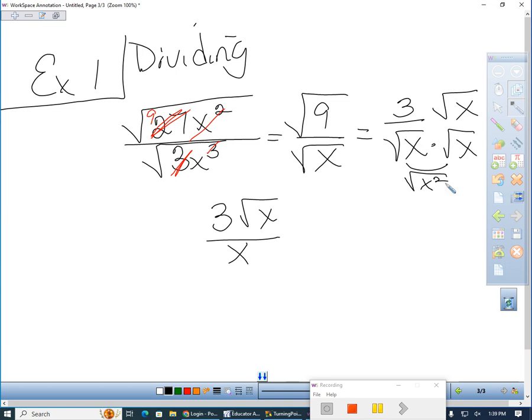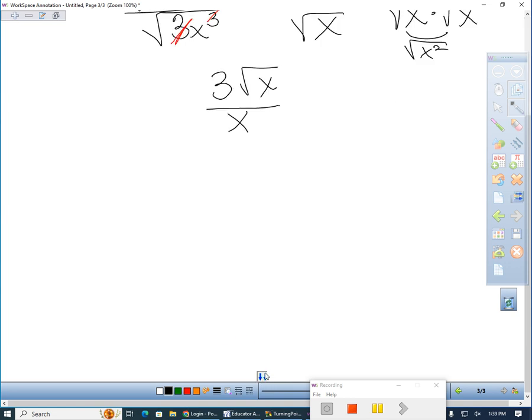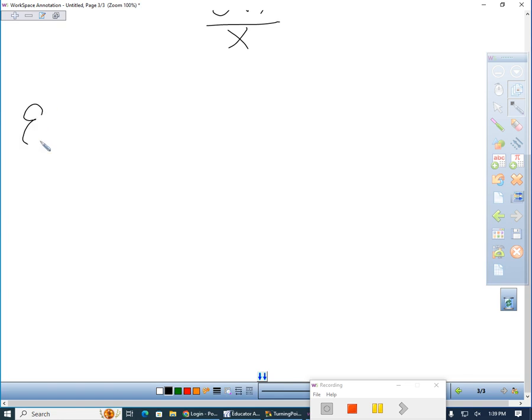Okay. Let's try another one. Now the problem is every one of these are a little bit different. There's not like a set pattern. Each one is going to be just a touch different. So got to be ready for everything. All right, let's try.